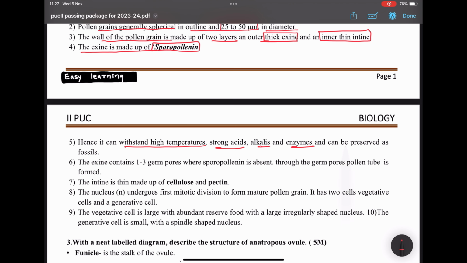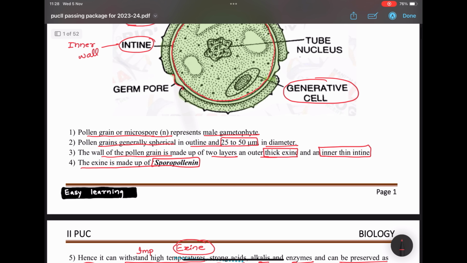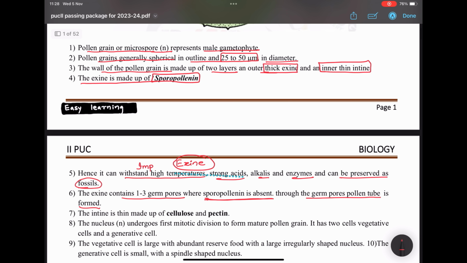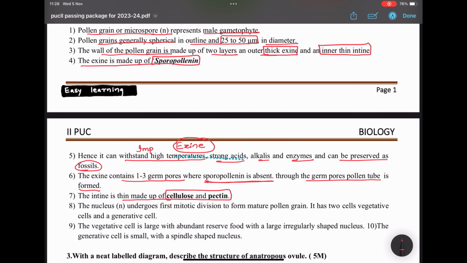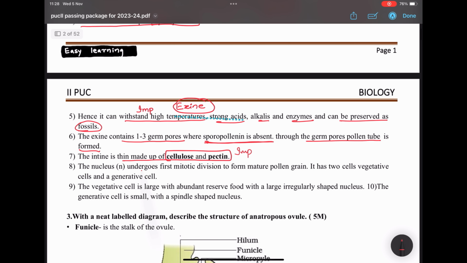Because of the presence of sporopollenin, pollen can be stored as a fossil. And this one is very important regarding exine. Where exine is absent, that is called the germ pore. And intine is made up of cellulose and pectin. It is also an important question.